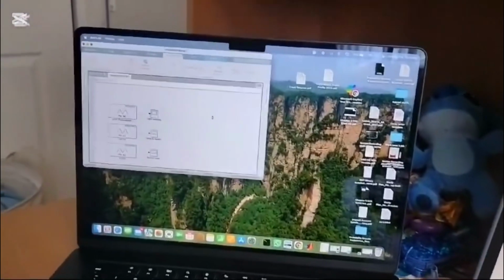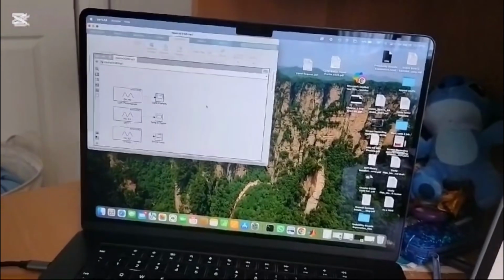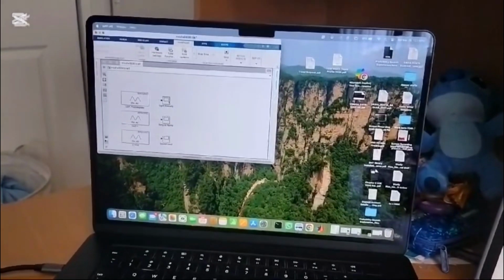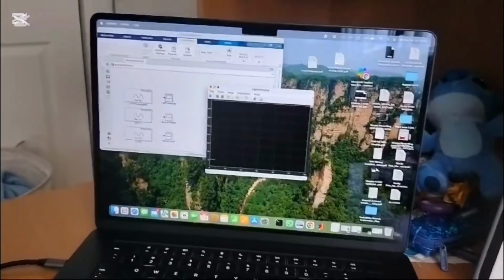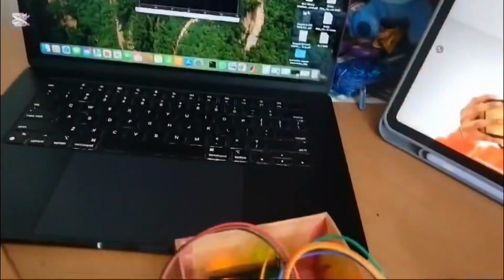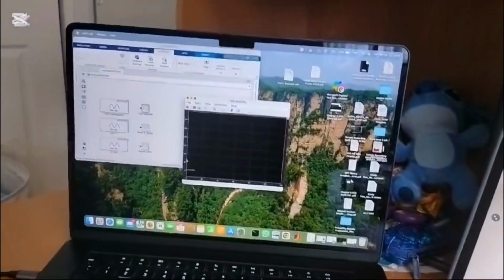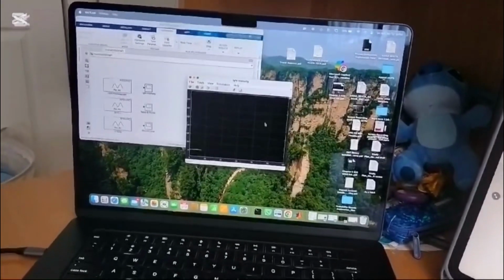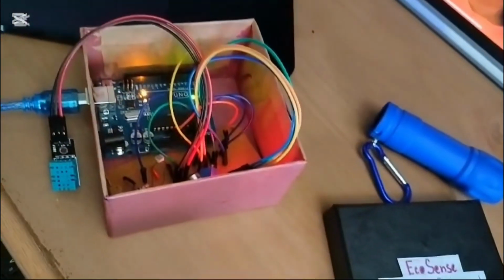Right now, I have already pressed the monitor and tune button in the MATLAB. There you go. This is the light intensity scope. I'll double click in here and then we can see the graph. So right now the MATLAB graph shows a stable light intensity. You see?